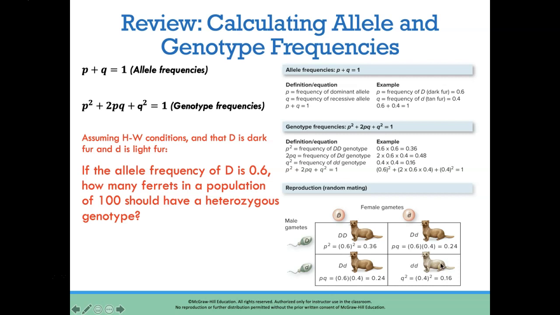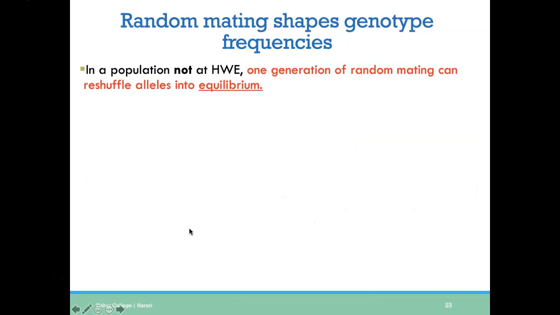And you can see a Punnett square done here where you put 0.6 and 0.4 for the frequencies of big D and little d. And you can see that big D, little d can happen in either of these two boxes. 0.24 plus 0.24 equals 0.48. So random mating shapes genotype frequencies. In a population that's not at Hardy-Weinberg equilibrium, one generation of totally random mating can reshuffle all of the alleles into equilibrium. So this is an important concept.